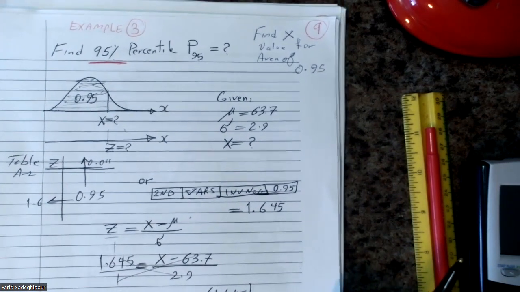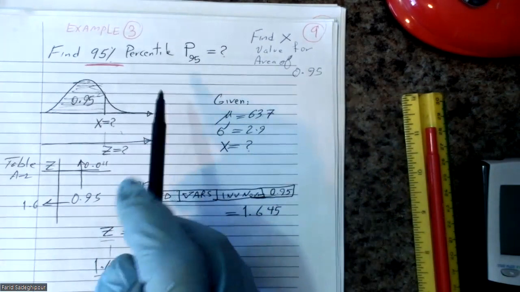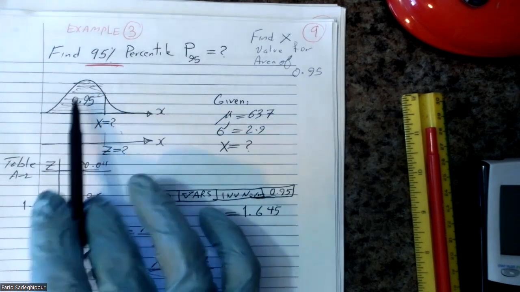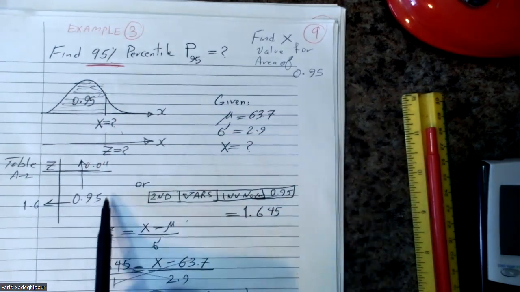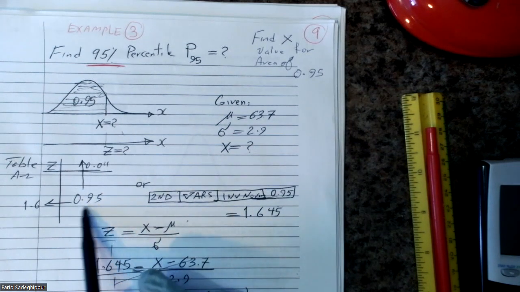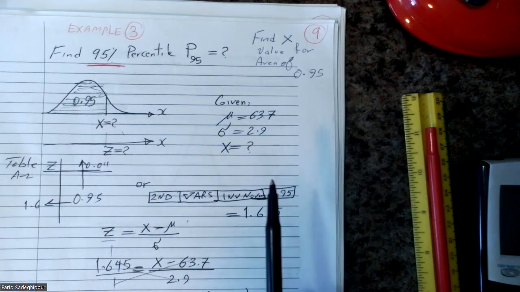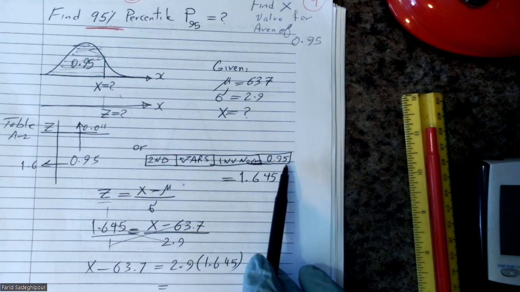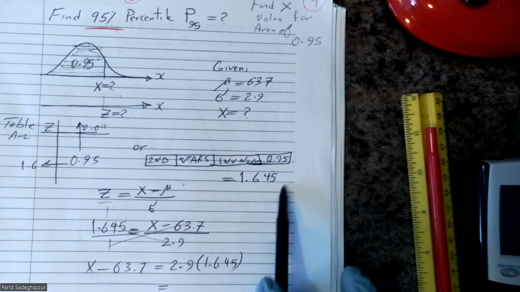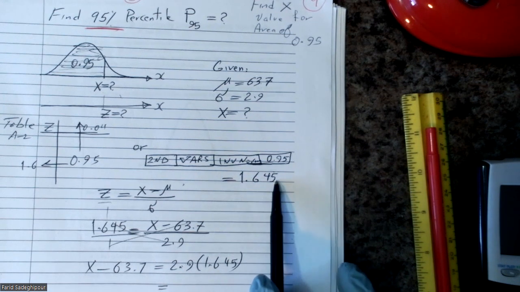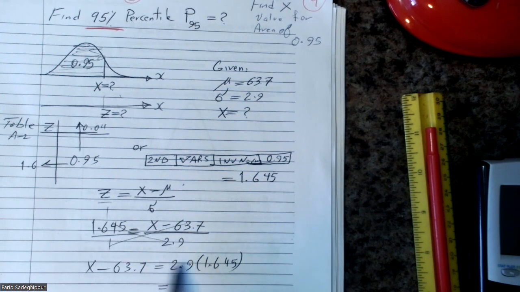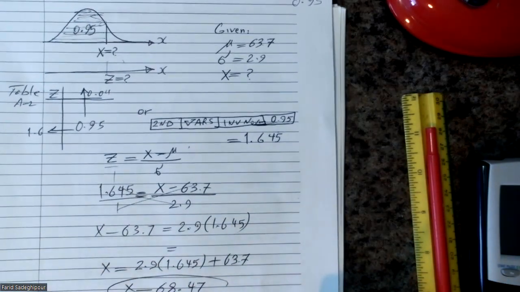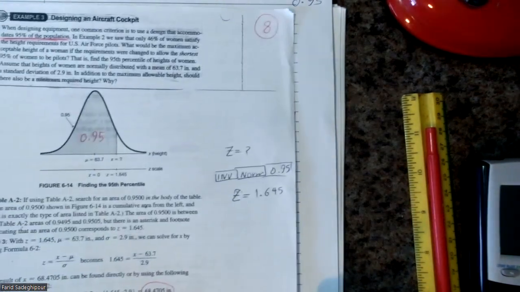Find the 95th percentile. The 95th percentile means the area is 0.95. Find the x. How do I find the x when the area is 0.95? Again, you could either go to the table, find the area and read the z, or you could go to second, inverse norm, put the area, and the calculator gives you the z value. When you have the z value, you put it back in the equation, cross multiply, and that gives you the x value. So this is the explanation of these problems.